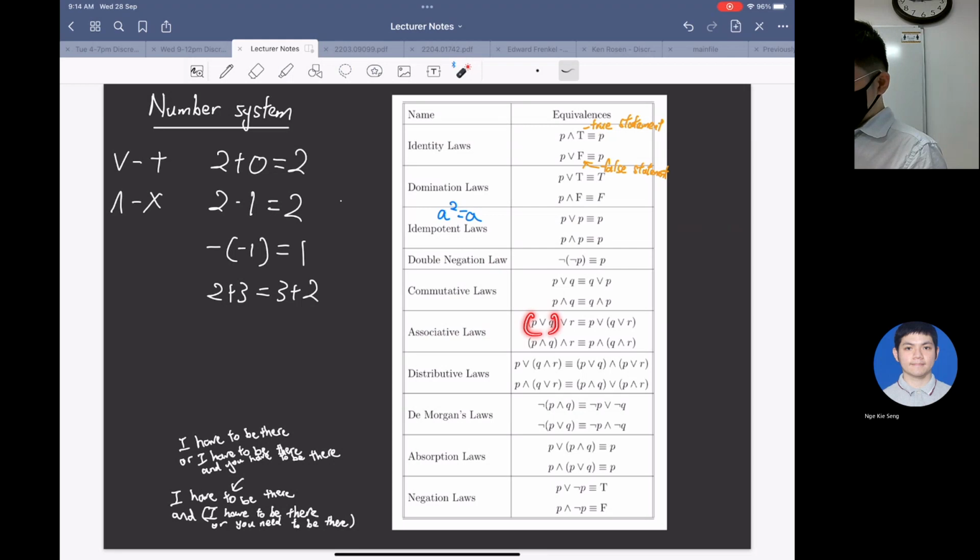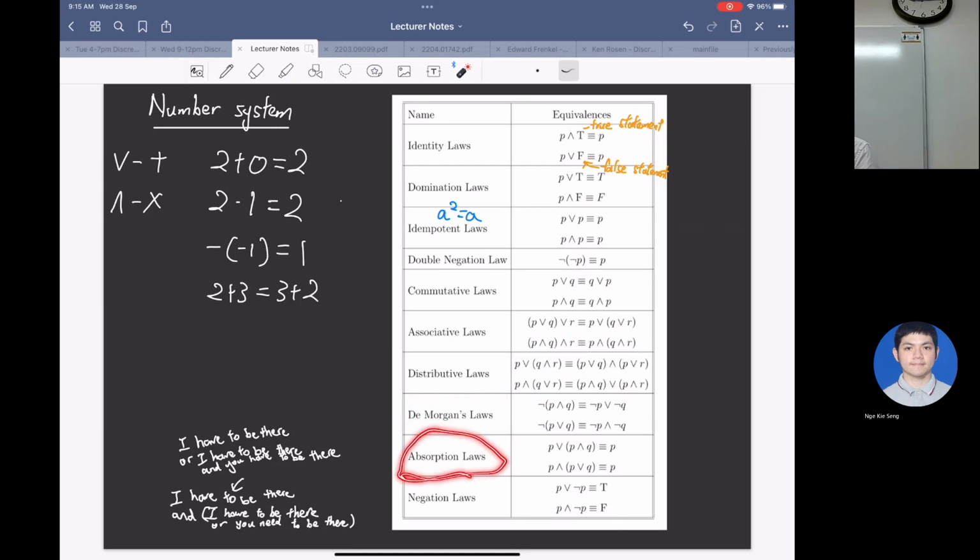Associative, I talked about this a bit last week as well. You can do your brackets differently. You can do the front first and then together, or do the back first and then together. This is also happening in the number system. Distributive law, so you can open the bracket, P or Q. This is also like the number system. De Morgan's law, just now I proved it to you. You should know this. This is the only law you have to memorize today.